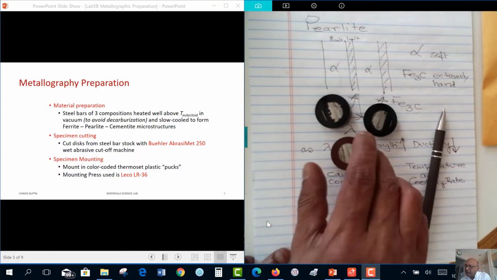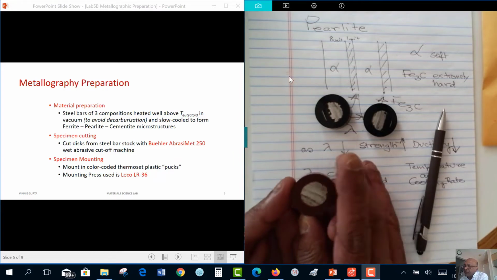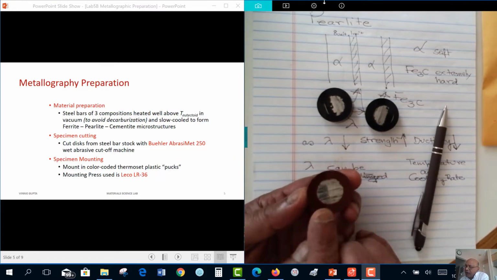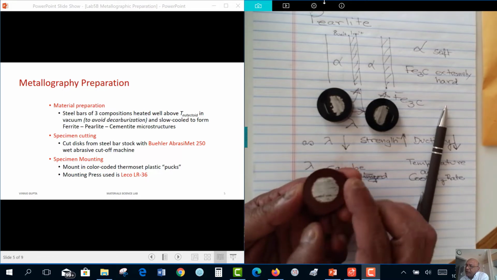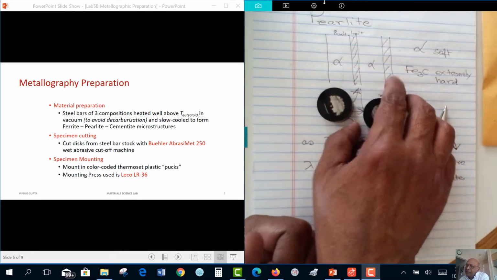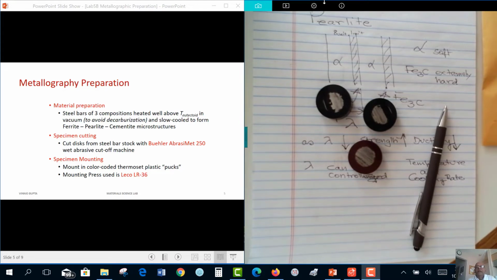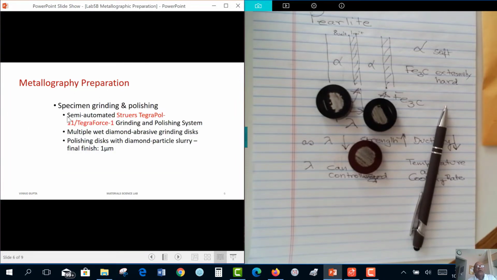Okay, now that we have 3 mounted specimens, next thing we are going to do is round off these edges on each of these 3 samples using a belt polisher. Once we have rounded off the edges, then the first stage is grinding. We are going to use 3 different diamond discs to polish them, and that is what Professor Humphrey is going to show you in the next video.